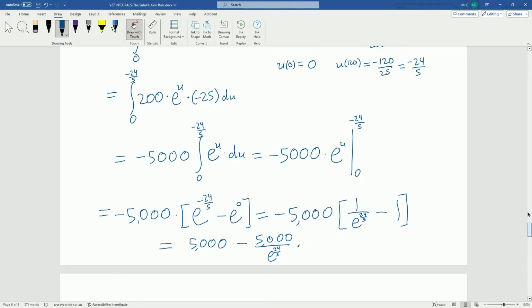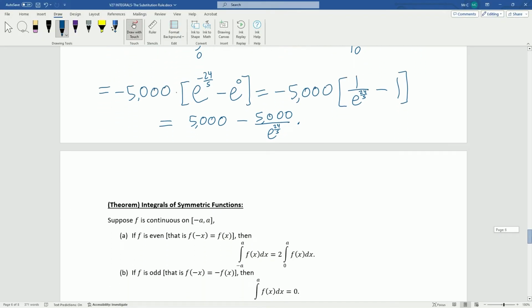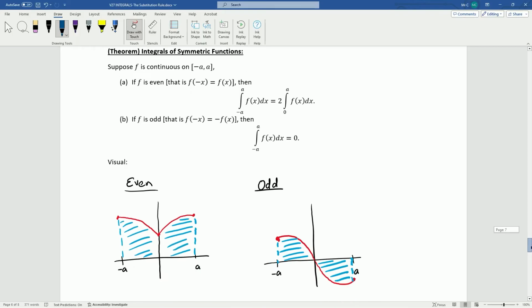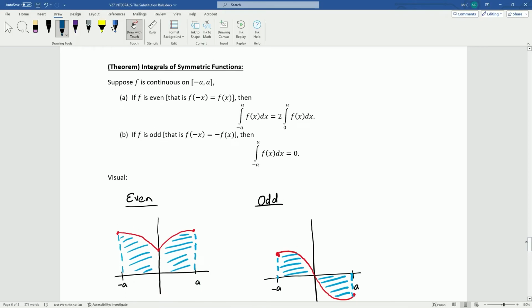Okay, so let's move on to a related topic, which is integrals of symmetric functions. Oftentimes when computing integrals, you can make your life a whole lot easier if you notice that you have a symmetric function, a function that's either even or odd. We want to keep an eye out for that. So we're going to take a look at this idea real quick.